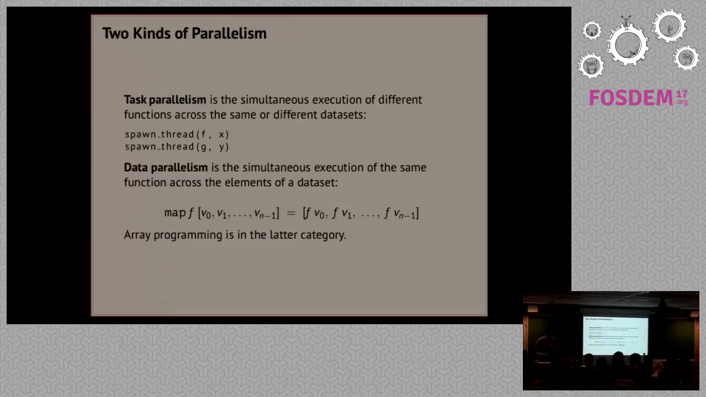Data parallelism is where you take the same function or do the same operation on multiple elements of some data set. The simplest example is what we in functional programming call the map, which takes two arguments, a function and an array, and gives you back a new array where that function has been applied to each element of the array. In Futhark we use this notation for function application without parentheses. So this just says apply the function map to f and this array. All right? Nothing magical going on here.